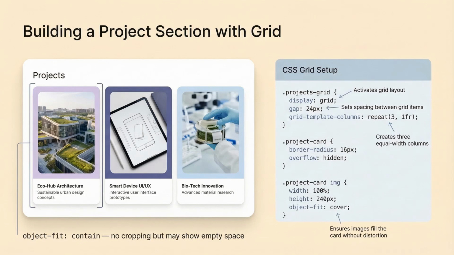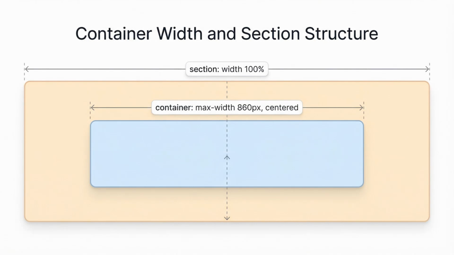There's a choice between object fit cover and object fit contain. Cover crops the image to fill the space, great for consistent card sizes. Contain shows the whole image, but may leave empty space around it. For project galleries, cover is almost always the right choice. And don't forget the alt attribute on every image. It's required for accessibility. The instructor clarifies an important structural point.